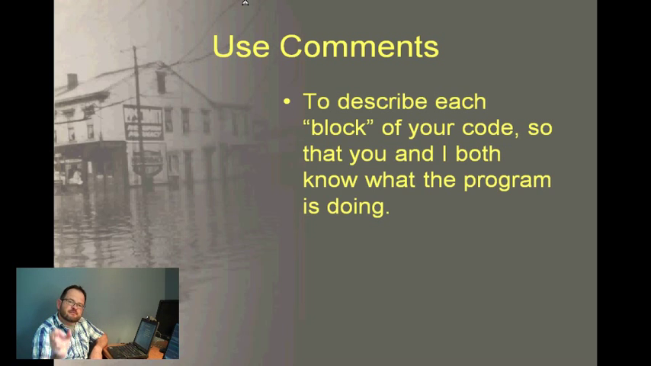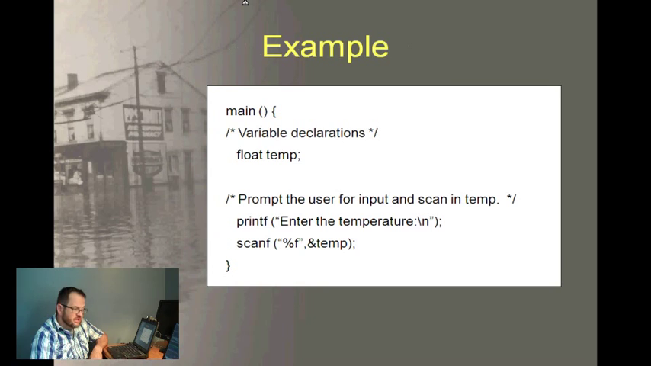A little block of information, or this doesn't seem to work and I haven't found the bug. That would be a useful comment to have. So for example, here in this little piece of code I gave you, I'm declaring some variables, and then notice I'm mentioning in a comment, prompt the user for input and then scan in the temperature. And then I actually do those things.